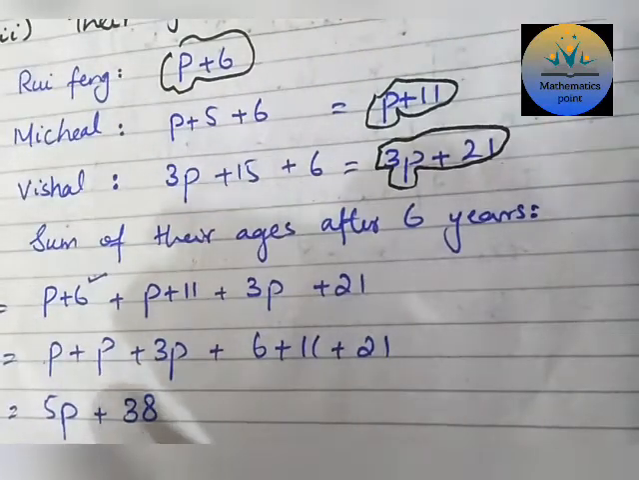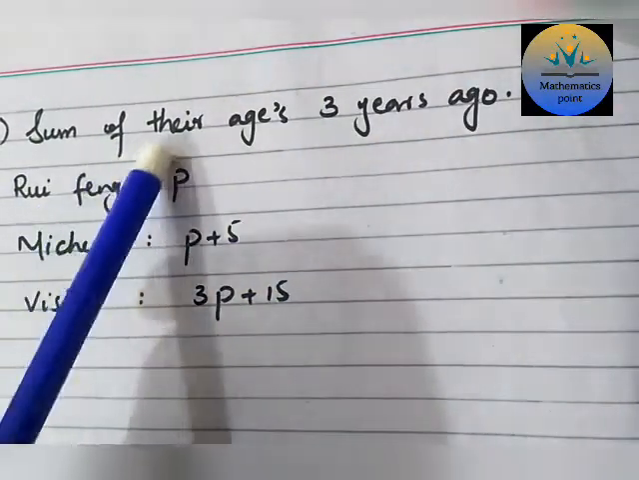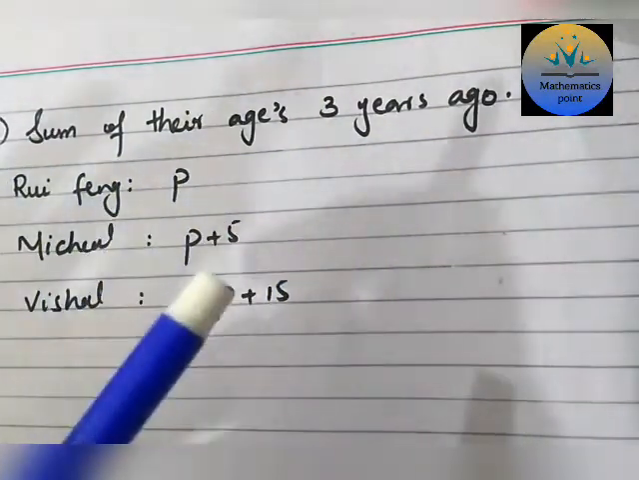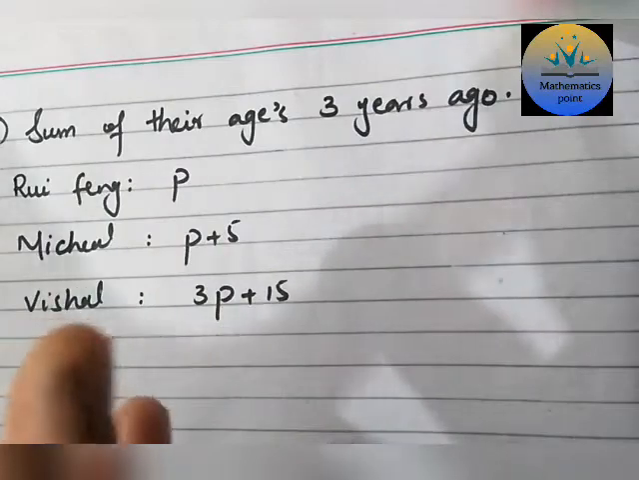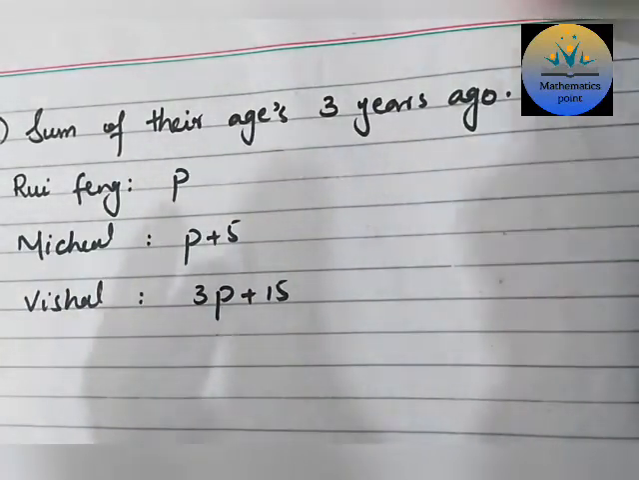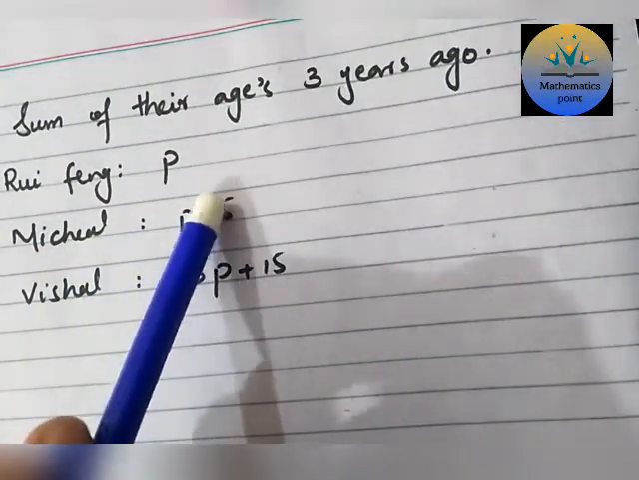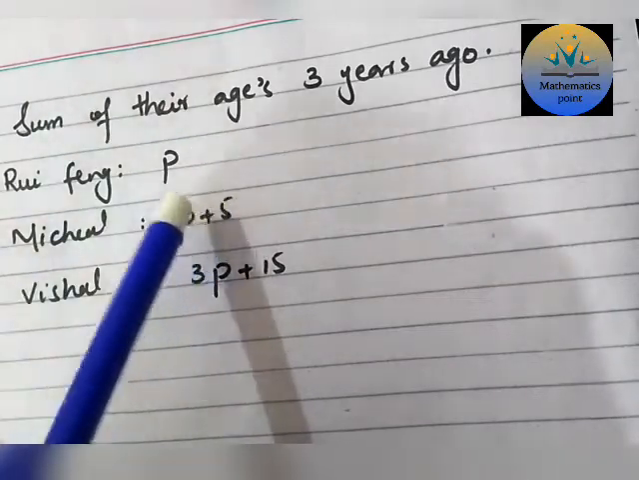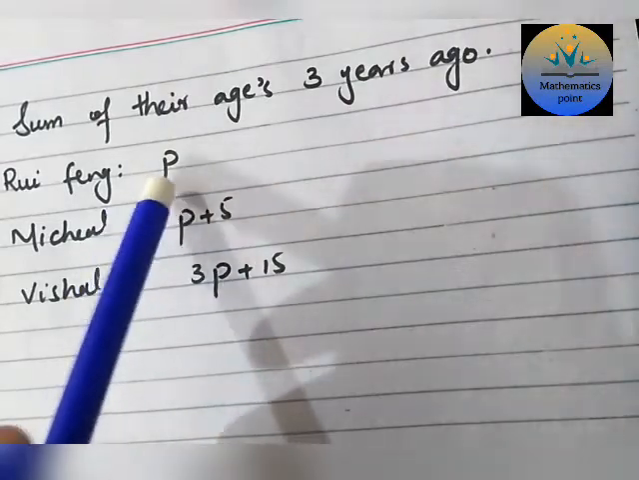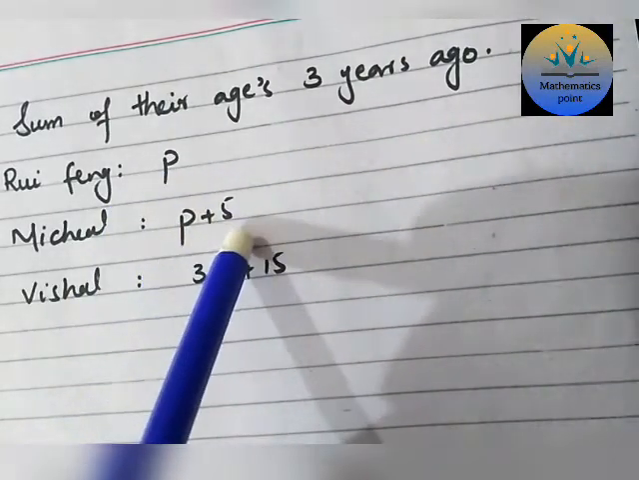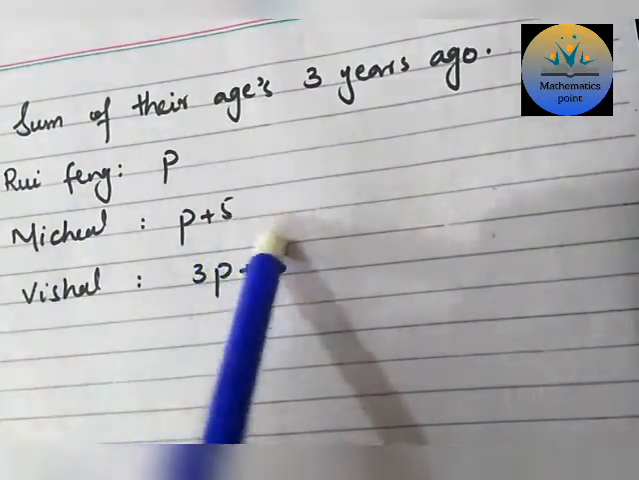Now we have to subtract 3 from all their present ages. In part 4, the sum of their ages 3 years ago: when you sum up their ages, what will be their sum 3 years ago? So you have to sum up their ages and then subtract 3 years from all of their ages. As the realistic age is p, 3 years ago it was p minus 3. So for p plus 5, 3 years ago means p plus 5 minus 3.